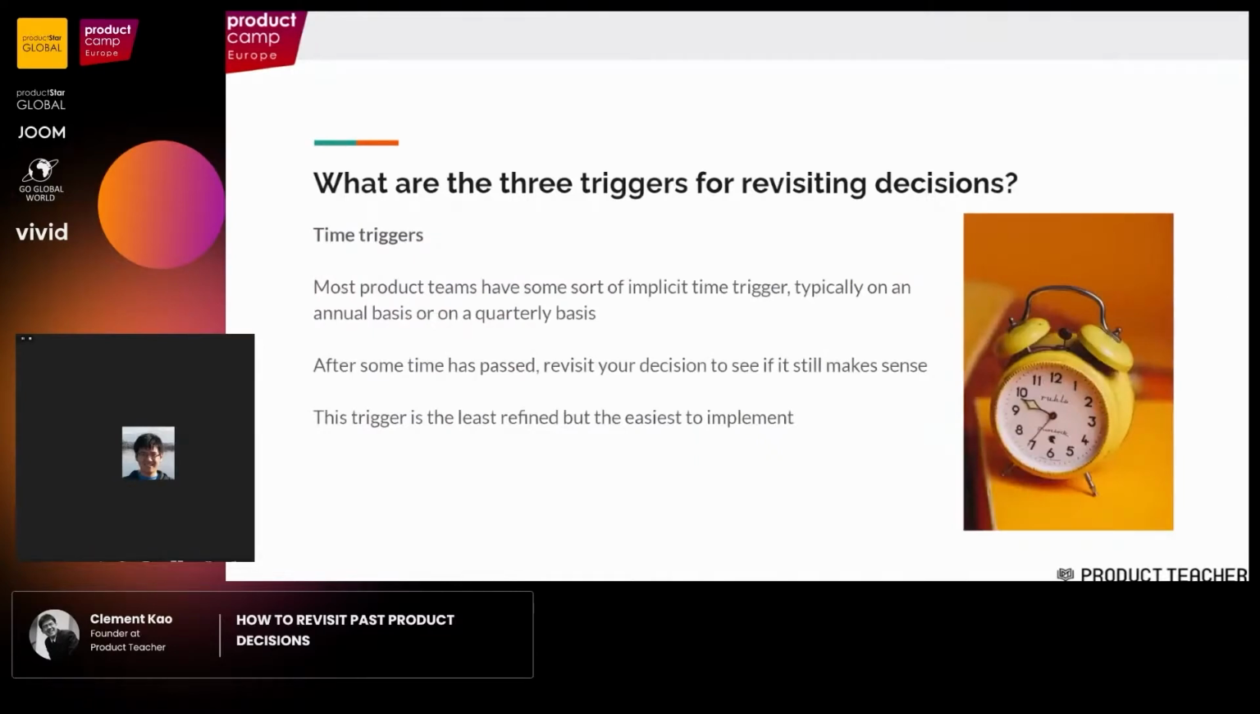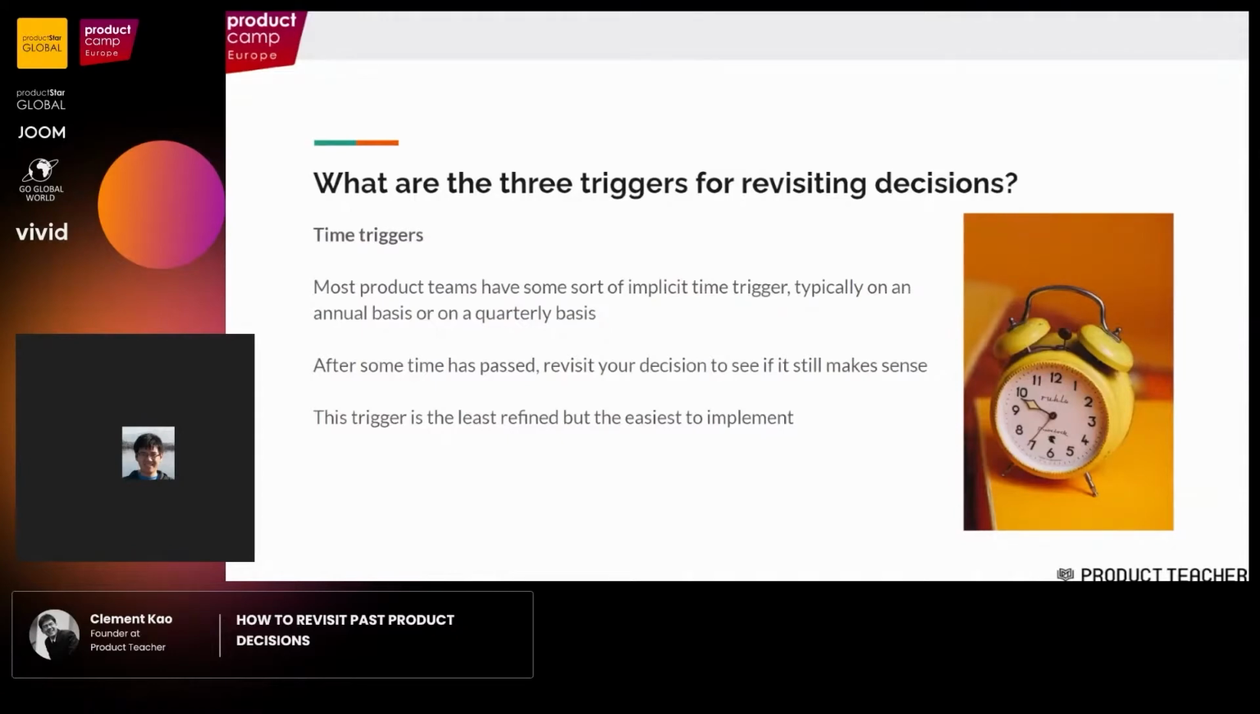So a time trigger is simply after some period of time has passed, let's go back and look at our decision. And the great thing is that most product teams already have some sort of experience using time triggers, right? Every time we look at the roadmap, whenever we're doing a quarterly roadmap refresh or annual roadmap planning, we are using time triggers, where basically after some amount of time has passed, we believe that, oh, well, the market must have changed, right? There could be things that we didn't know about. And so now is about the time that we should go back and take a look.